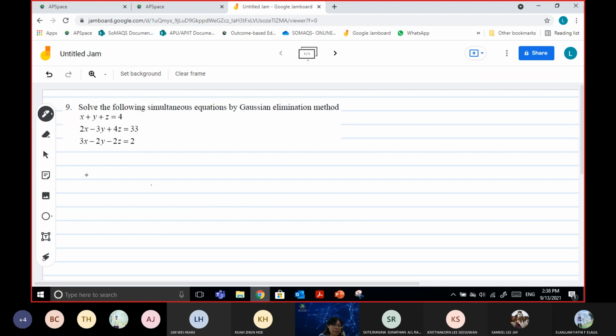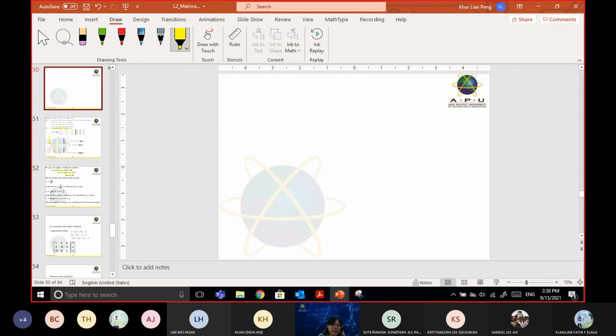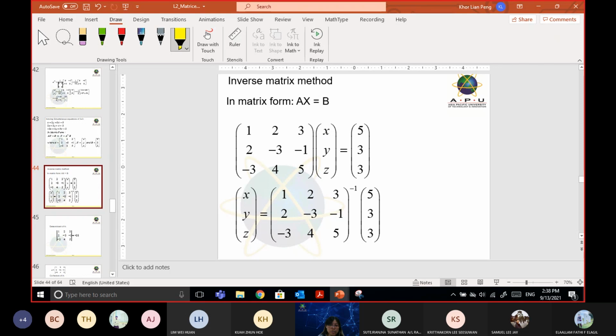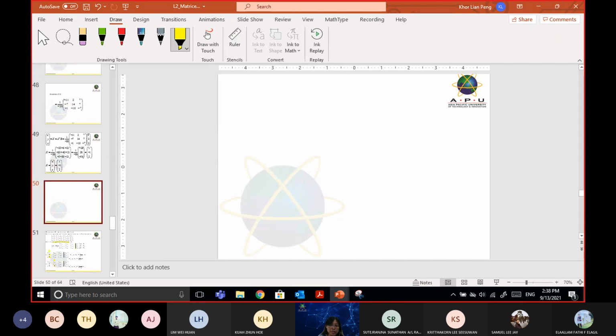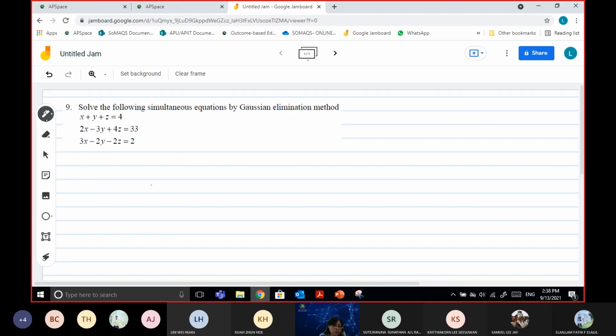For this question, we have x plus y plus z equals 4, 2x minus 3y plus 4z equals 33, 3x minus 2y minus 2z equals 2. The first step, as I mentioned just now, is to present the equations in the augmented matrix. So this is the augmented matrix.